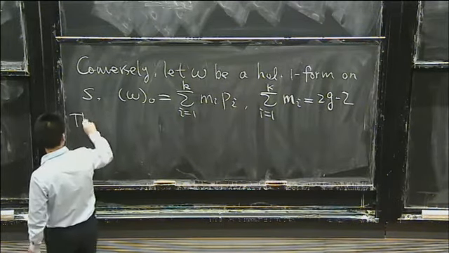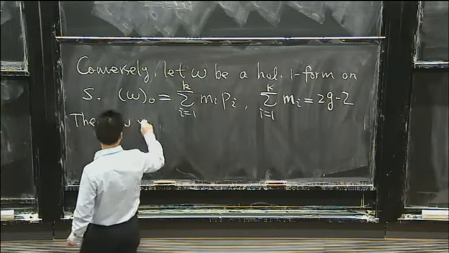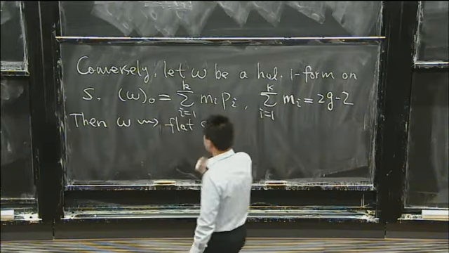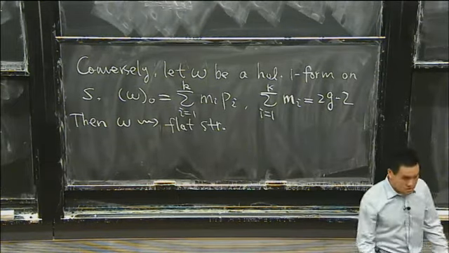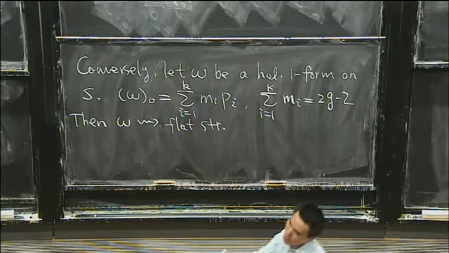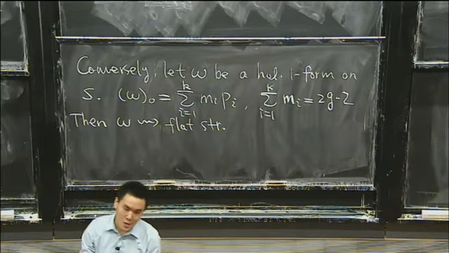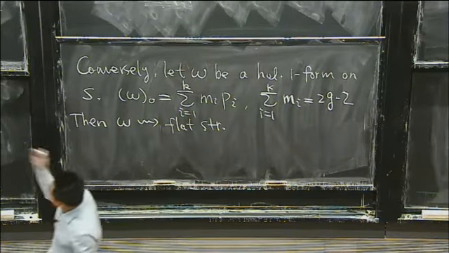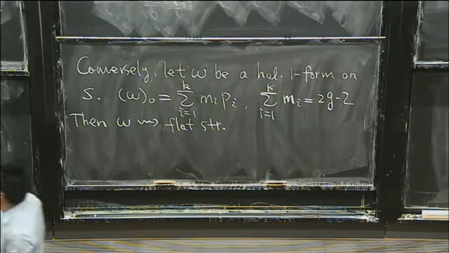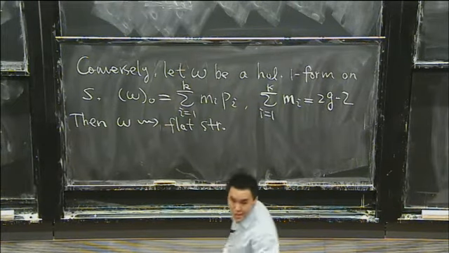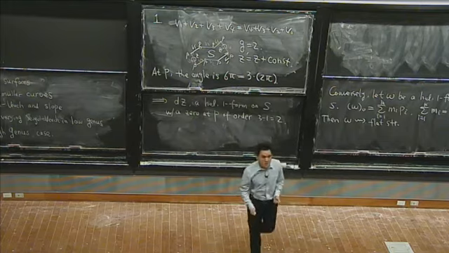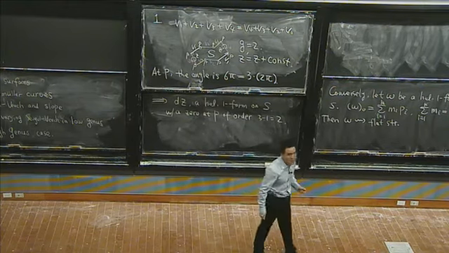Then I claim this omega induces the flat structure on S. And how do you see it? Roughly speaking, you take 2 points adjacent to each other, you take a path connecting them. You just integrate omega. That defines the distance between the 2 points. For instance, if you want to get a planar model like that, how do we find those vectors Vi? You can do the following. You take a basis of the homology of the Riemann surface, punctured at the zeros P1 up to Pk.